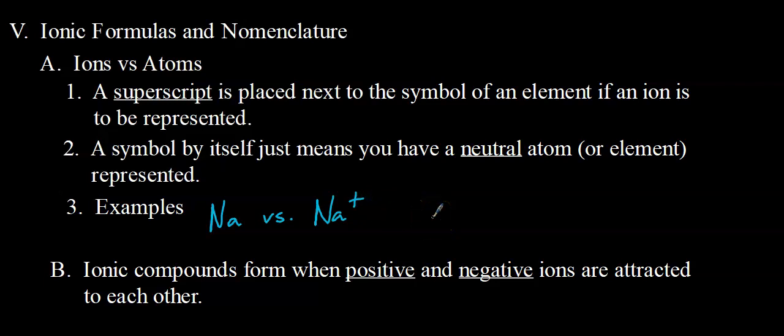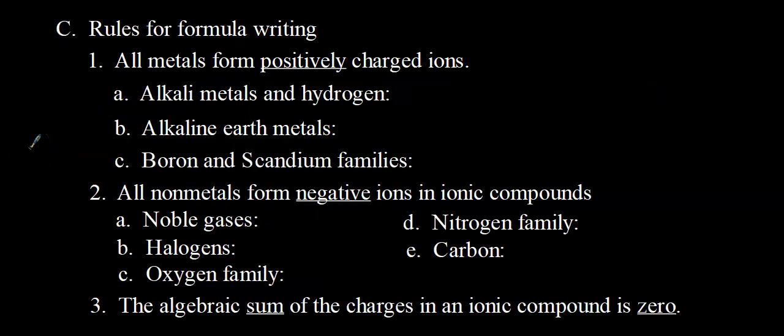We call it Na+. Very important, letter B: ionic compounds form when positive and negative ions are attracted to each other. So remember, oppositely charged particles attract, and an ionic compound consists of the attraction between cations and anions. This is very important.